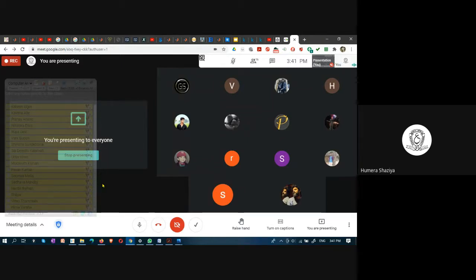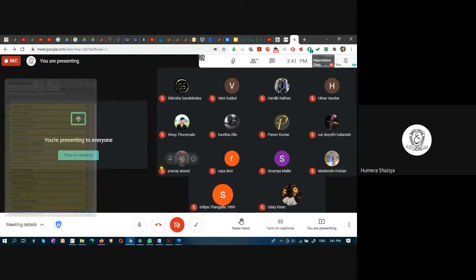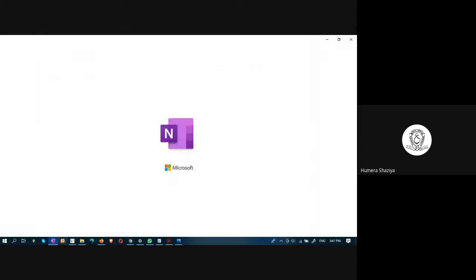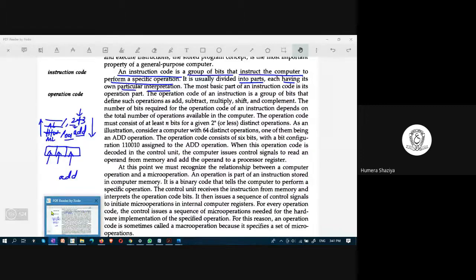Another method is to go for assembly level language. What is assembly level language? There you use symbols. Instead of 65 in binary form, you would use A directly. That is assembly language.